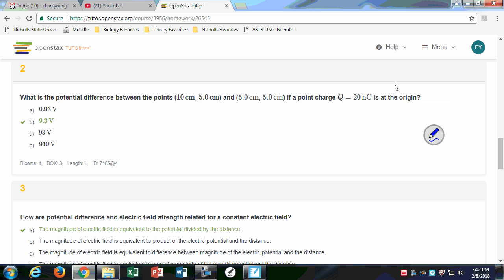So what is the potential difference between these 2 points? I have a charge that sits right here. And then I have 2 points in space, at 5 centimeters over and 5 up, and 10 over and 5 up. Those are those 2 points in space. What I want to know is, what is the potential difference between those 2 points?